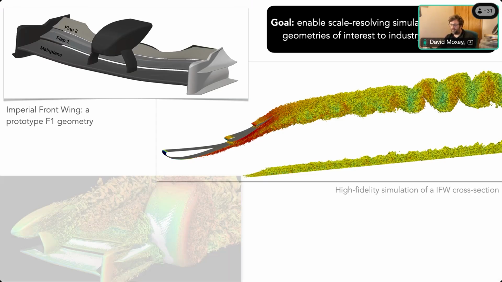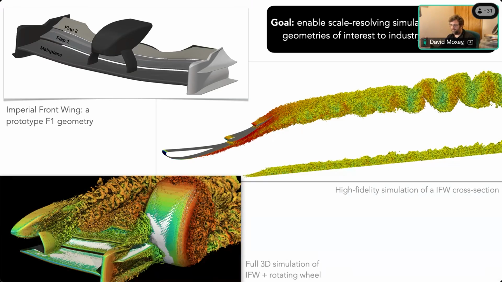And then scaling that up more recently, we've been interested in these more full 3D simulations where we introduce as well a rotating wheel, as it would be on a real car behind this F1 wing, and then seeing what the result is on the downstream vortices.